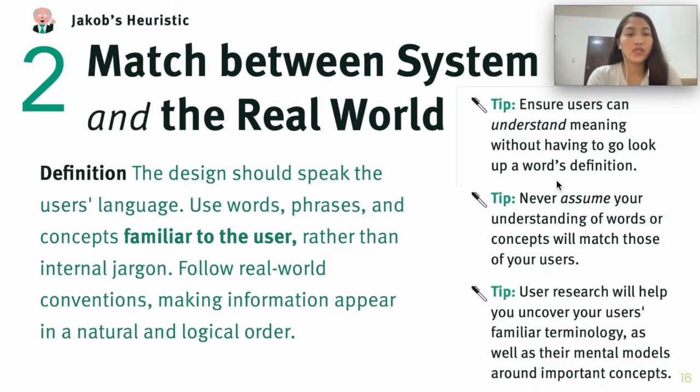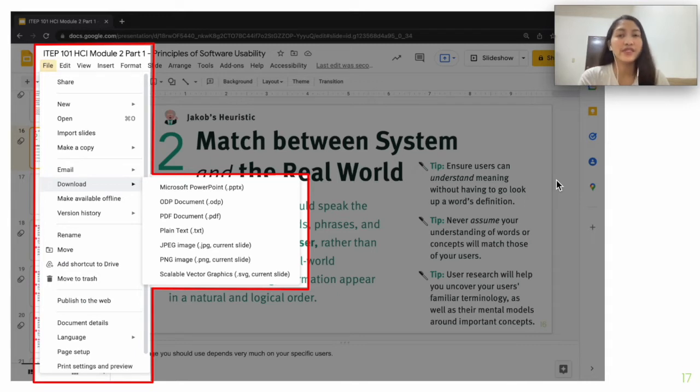And the third tip, ito yung sinasabi ko kanina, user research will help you uncover your users' familiar terminology. So, gather this information data or this important data. Okay, aside from that, the terminologies that they are using, kailangan i-uncover mo din yung mental models around important concepts ng target users mo. Okay, so this is an example again sa Google Slides.